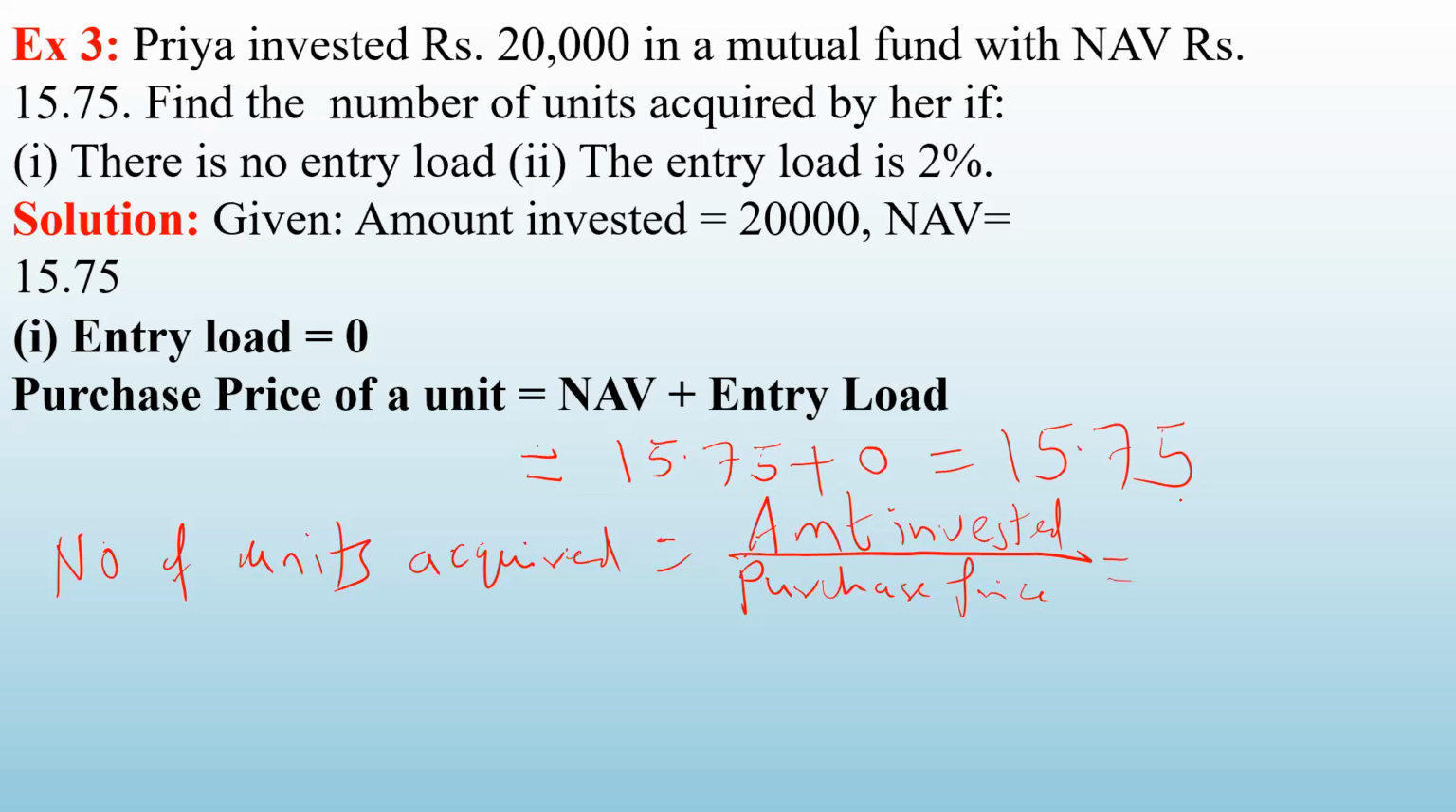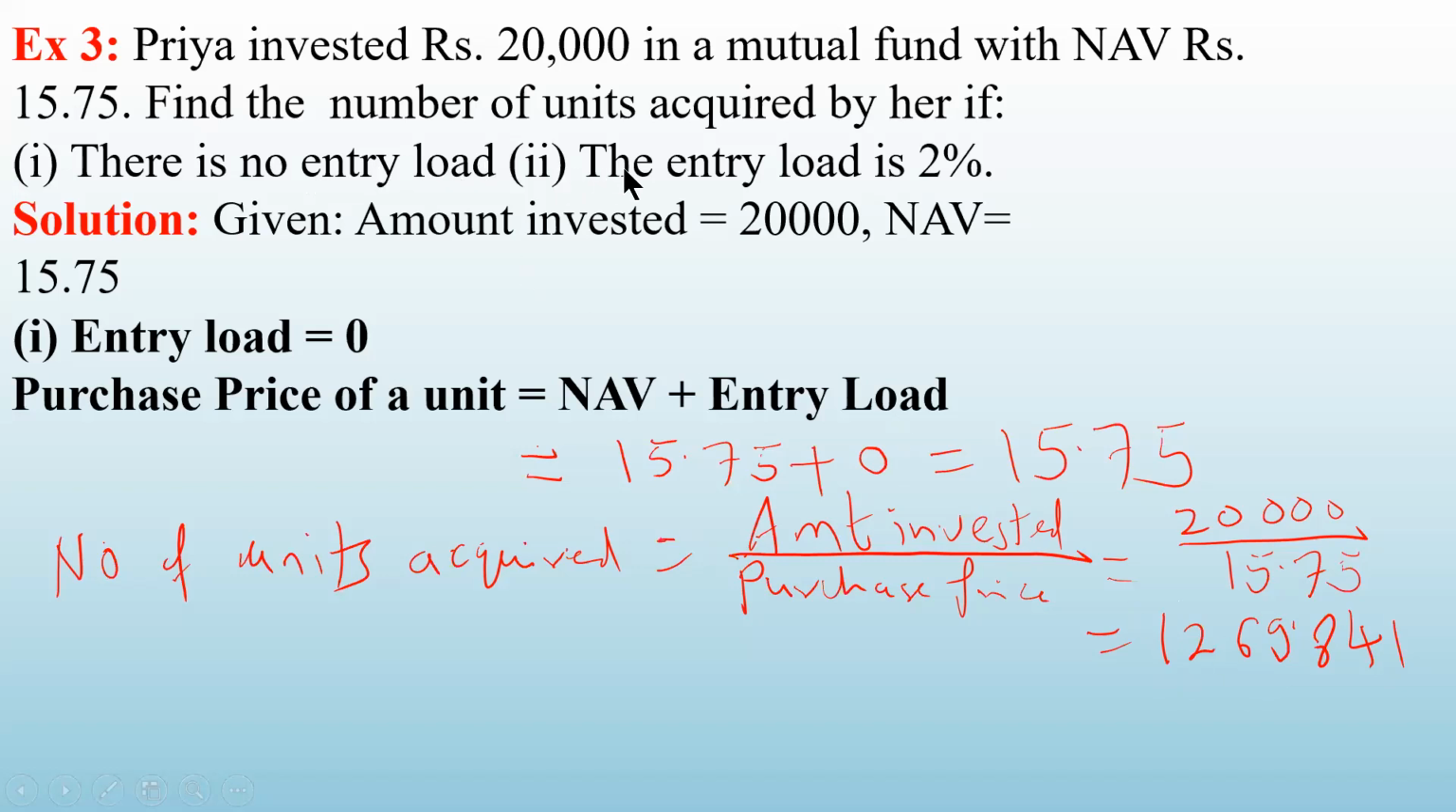How much amount is invested? It is given to you as 20,000. Divided by purchase price, which is same as NAV, 15.75. Calculate. So 20,000 divided by 15.75. How much? 1,269.841. As I told you, you have to take up to 2 decimal places. Okay. So in the first sub question, when there is no entry load, this much is the number of units required.